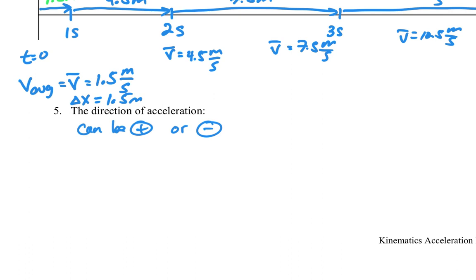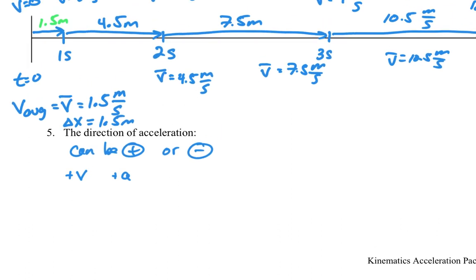But let's take the easy example first. And let's say we have an object that's moving in a positive direction. Well, if it's moving in a positive direction, it must have a positive velocity. And let's also assume that we have a positive acceleration, just like we did in the example above. Well, in this case, I would agree. This object is getting faster.